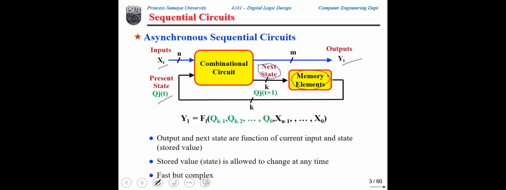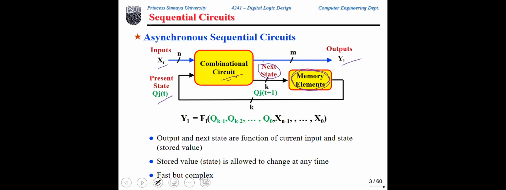For our counter example, if the memory is initially 0 and X becomes 1, then the output has to become 1, since the stored value is 0 and the input is 1. And at the same time, the stored value has to be changed after we change the output, to 1. So how do we calculate this?